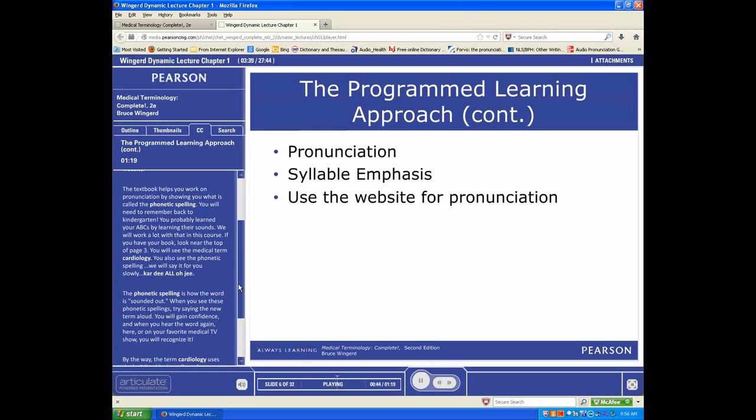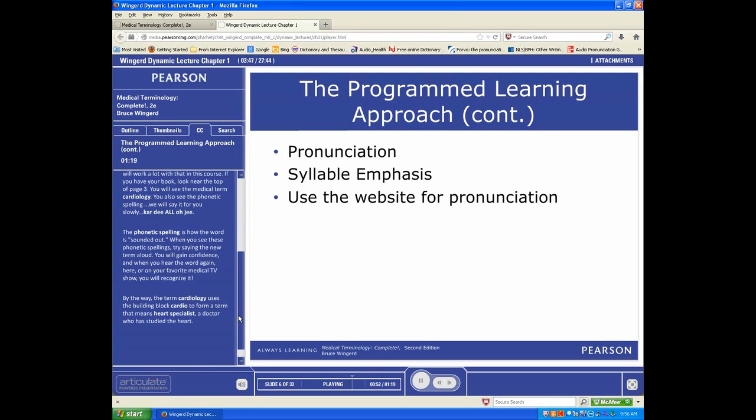The phonetic spelling is how the word is sounded out. When you see these phonetic spellings, try saying the new term aloud. You will gain confidence, and when you hear the word again, here or on your favorite medical TV show, you will recognize it. By the way, the term cardiology uses the building block cardio to form a term that means heart specialist, a doctor who has studied the heart.